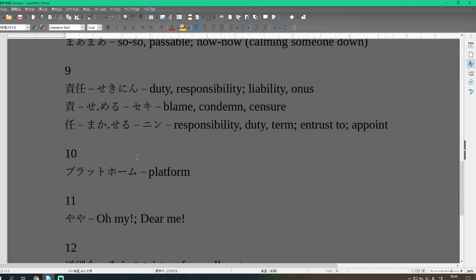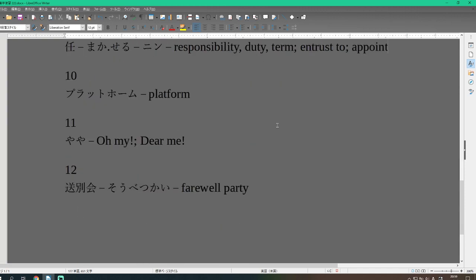Sekinin. Together with seki for blame, you have who has the blame of responsibility or liability? Sekinin. Number 10 is another easy one, just purato homu. Purato homu is a platform.